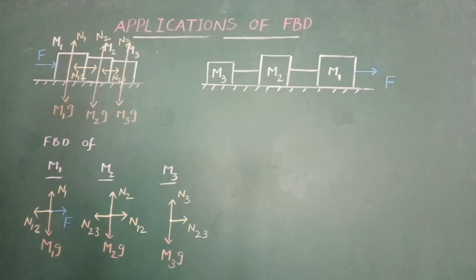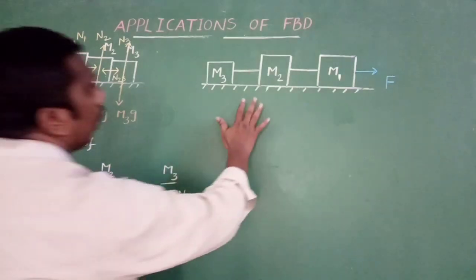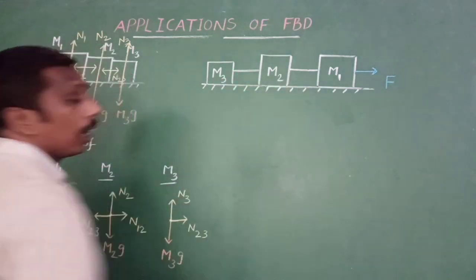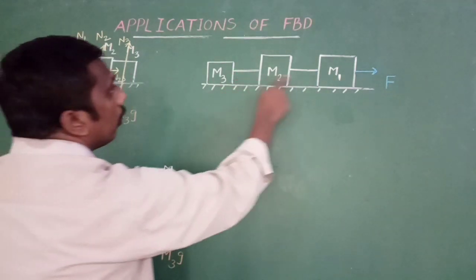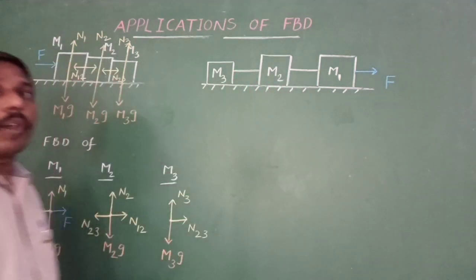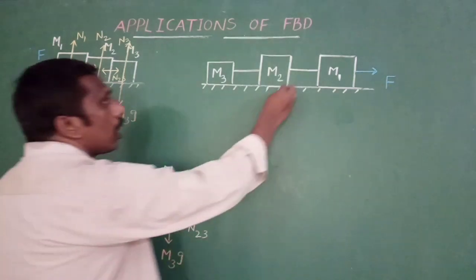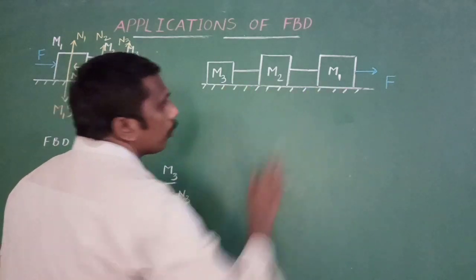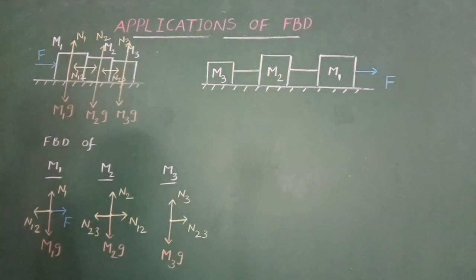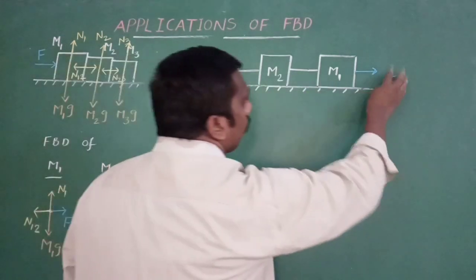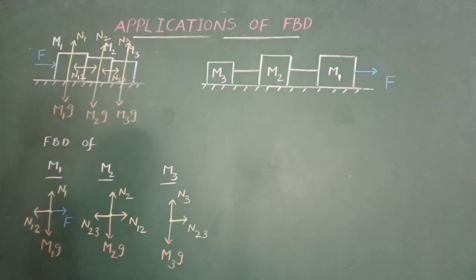These are the forces when the three blocks are kept on a smooth horizontal surface. Next, here three blocks M1, M2, M3 are connected by strings. Here two strings are there. The masses of the strings are negligible; they are massless strings, and the three blocks are kept on a smooth surface. The first block is pulled with force F. Then what is the free body diagram of M1, M2 and M3?